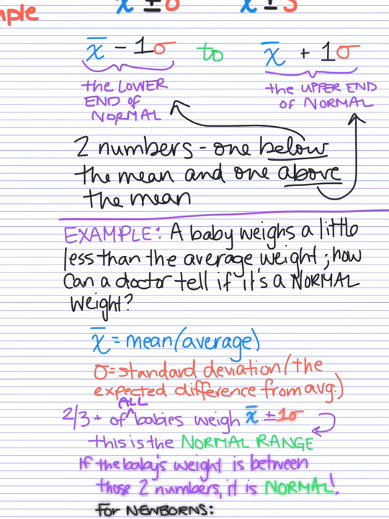So here's an example. A baby weighs a little less than the average weight. So how can a doctor tell if it's a normal weight? So the doctor would take the mean for that age baby and the standard deviation, which is the expected difference from the average, and find this normal range, because 2/3, actually a little more than 2/3 of all babies will weigh either one standard deviation below up to one standard deviation above the mean, and that is the normal range. So as long as the baby's weight is between those two numbers, it would be a normal weight.